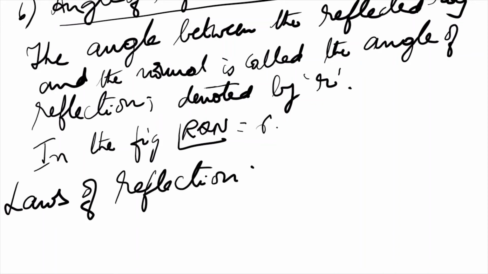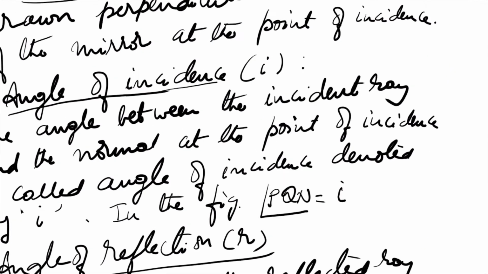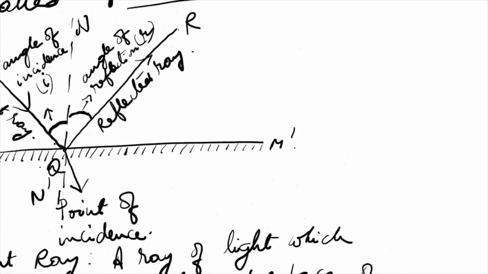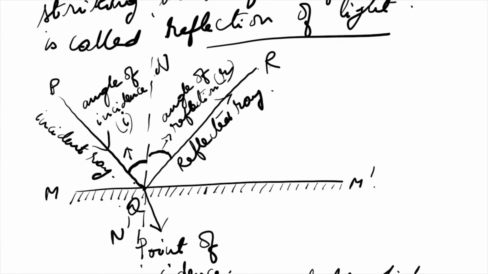Laws of reflection. Now there are two laws of reflection. The first law says that the angle of incidence i is always equal to the angle of reflection r. And the second law says the incident ray, the reflected ray and the normal at the point of incidence all lie in the same plane. Lie in the same plane means, in this diagram, the incident ray, the normal, the reflected ray all are in this plane of the whiteboard, right?